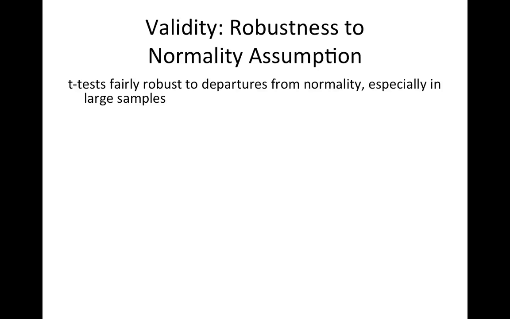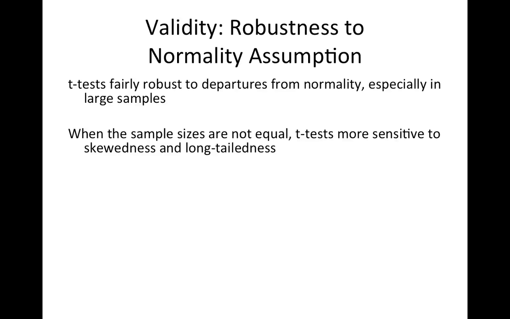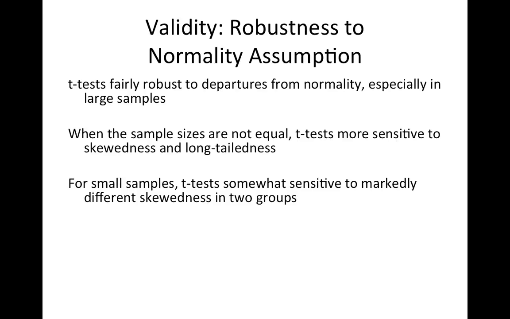So t-tests are fairly robust at departures from normality, especially when you have large samples. When the sample sizes are not equal, that's when t-tests are going to be a little bit more sensitive to these distributions that are not normal. For small samples, t-tests are going to be somewhat sensitive if the 2 distributions lean different ways, if they're skewed in different ways. How do you check?